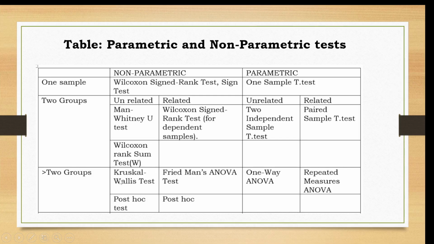For more than two groups, for the non-parametric test, you can use the Kruskal-Wallis test. And when we are dealing with the related groups, we can use Friedman's ANOVA test. Whereas for the parametric equivalent, one-way ANOVA is an equivalent of the non-parametric Kruskal-Wallis test, whereas repeated measure ANOVA is an equivalent of Friedman's ANOVA test. So for two groups also, you can use a post-hoc test here.